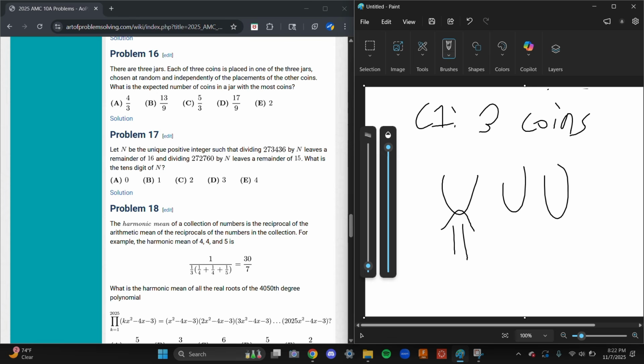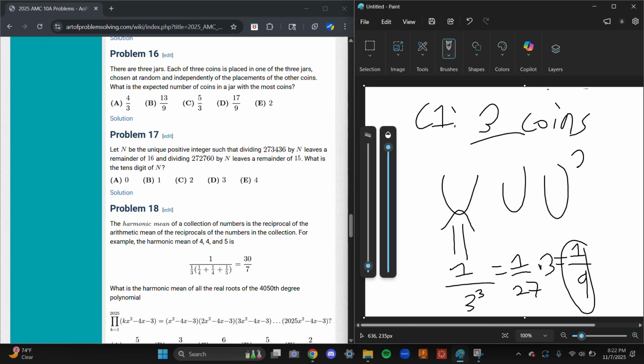So now, what's the probability of all of the coins going in this jar? Well, it's going to be 1/3 to the power of 3, so 1/3 cubed, which equals 1/27. But I could have chosen any one of these 3 jars, so I'm going to multiply by 3 to get 1/9. Now, expected value is always the value, which in this case is 3 coins, multiplied by the probability of that value occurring. So the expected number of coins for this case is 3 times 1/9, which gives us 1/3.